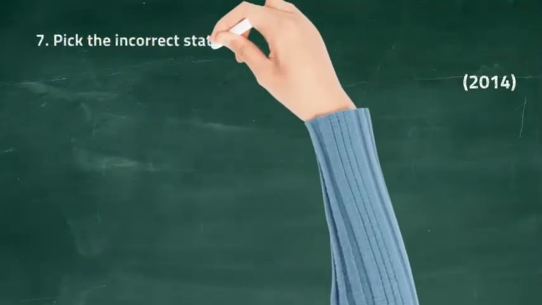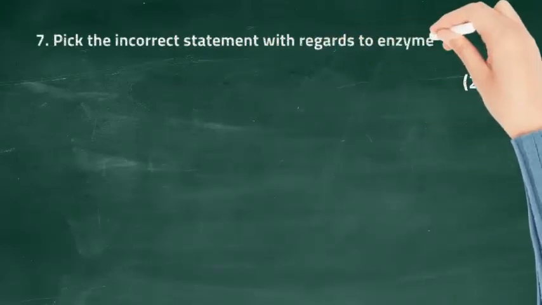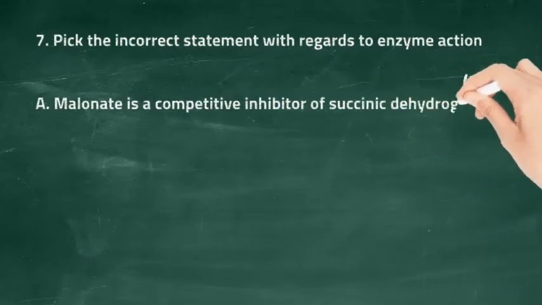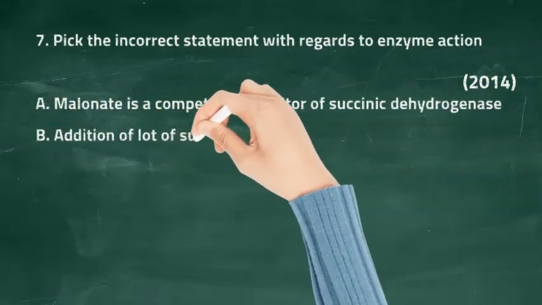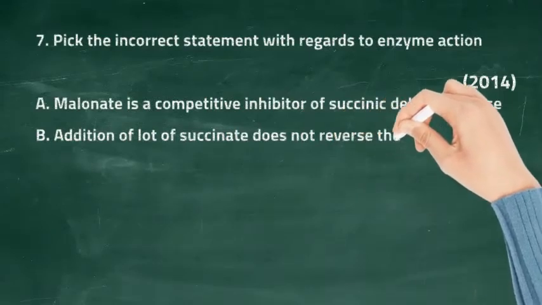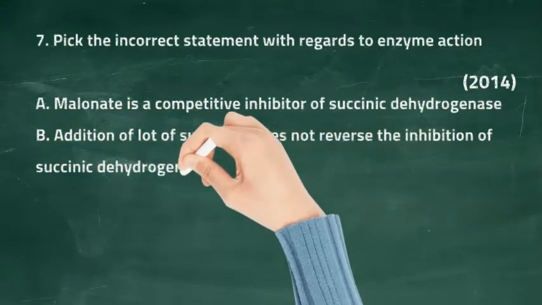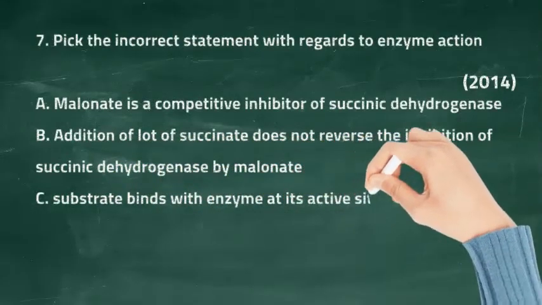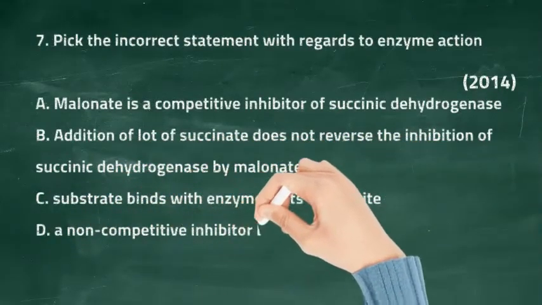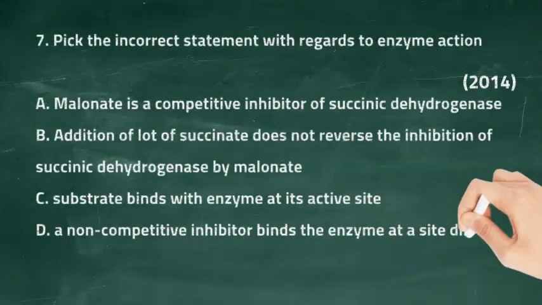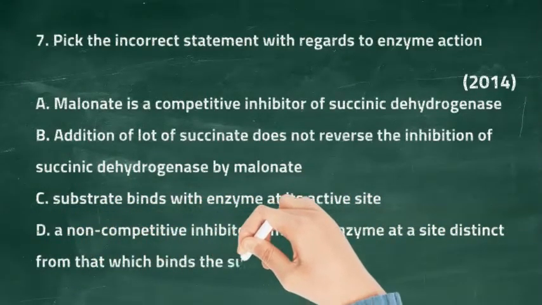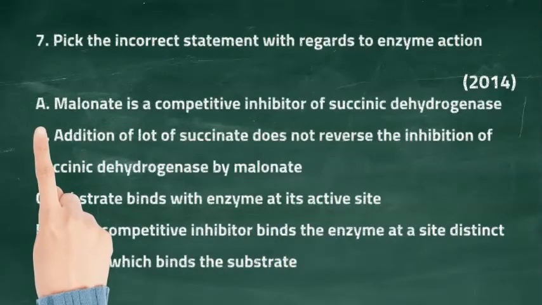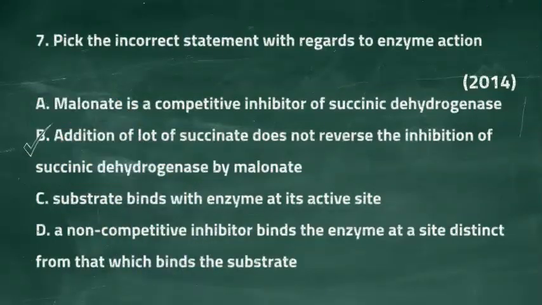Question 7. Pick the incorrect statement with regard to enzyme action. Option A is malonate is a competitive inhibitor of succinic dehydrogenase. Option B is addition of a lot of succinate does not reverse the inhibition of succinic dehydrogenase by malonate. Option C is substrate binds with enzyme at its active site. And option D is a non-competitive inhibitor binds the enzyme at a site distant from that which binds the substrate. The right answer is option B. Addition of a lot of succinate does not reverse the inhibition of succinic dehydrogenase by malonate.